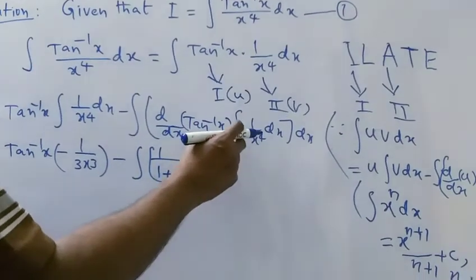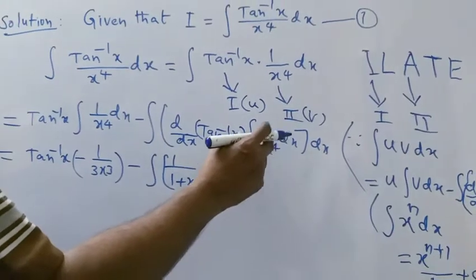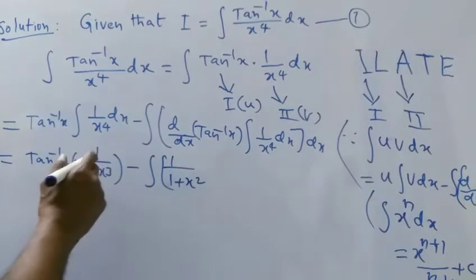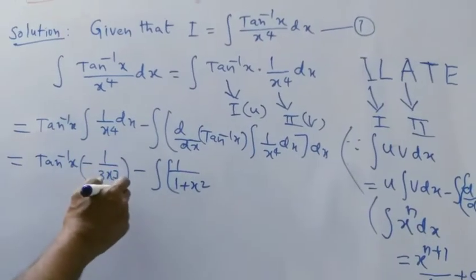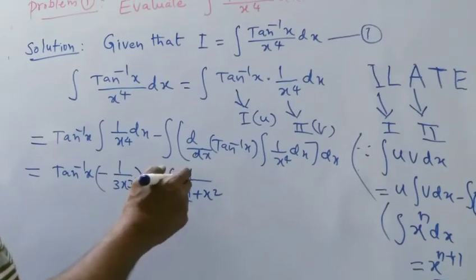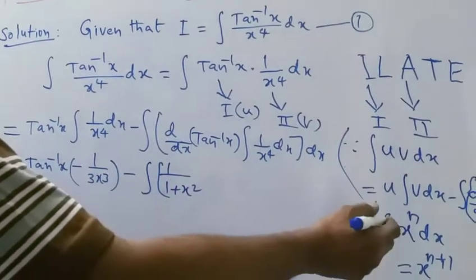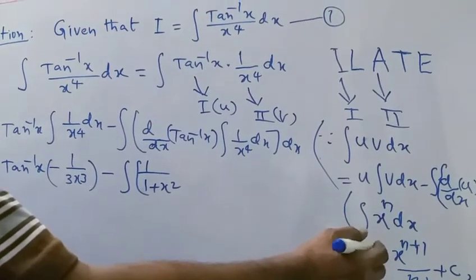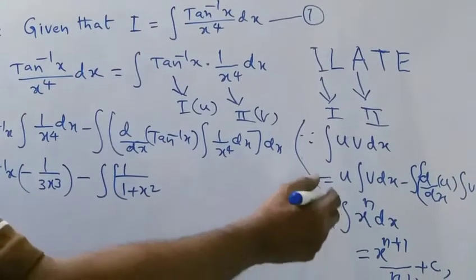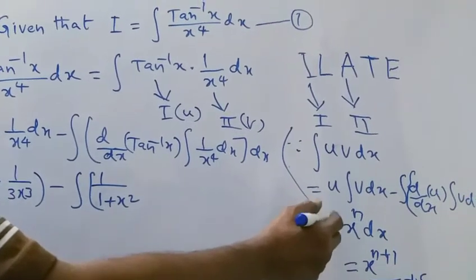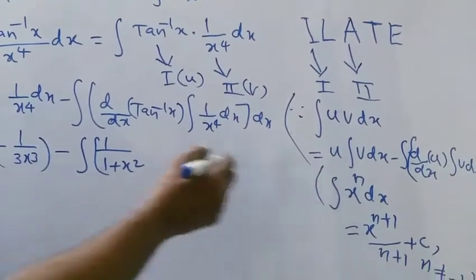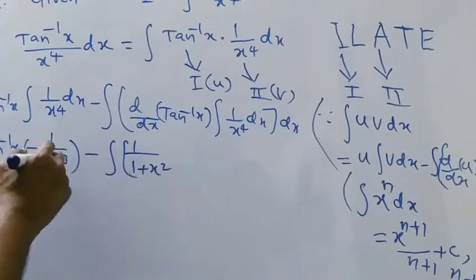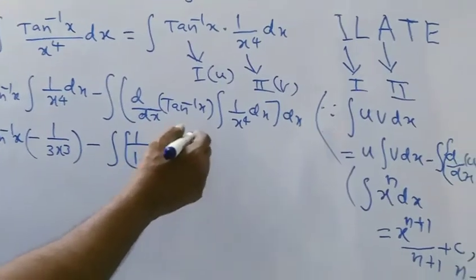The integral of 1 by x to the power of 4 dx is also the same thing, that is minus 1 by 3x cube, by using the integral of x to the power of n dx is equal to x to the power of n plus 1 by n plus 1 plus c, where n is not equal to minus 1. This is the first formula for the integration. By using this we will get minus 1 by 3x cube.